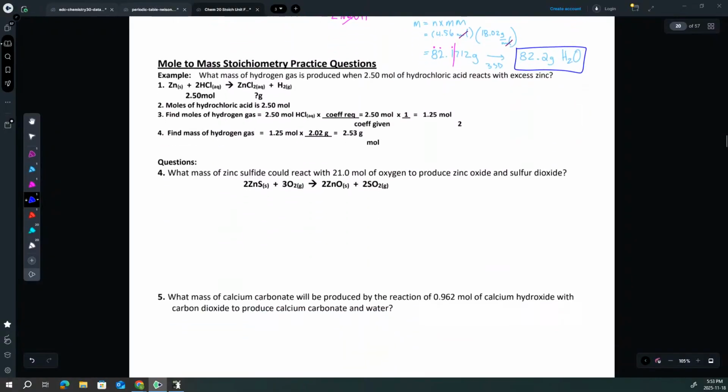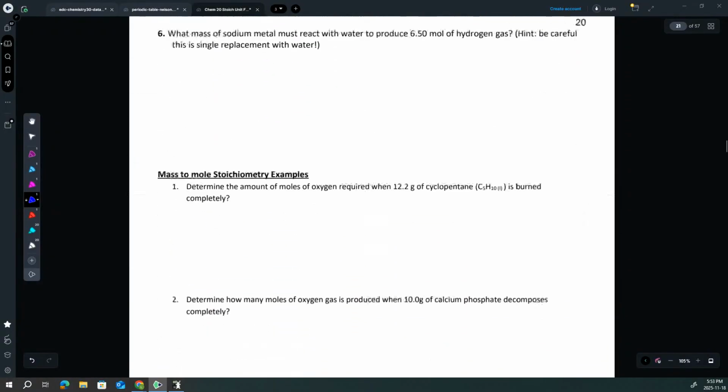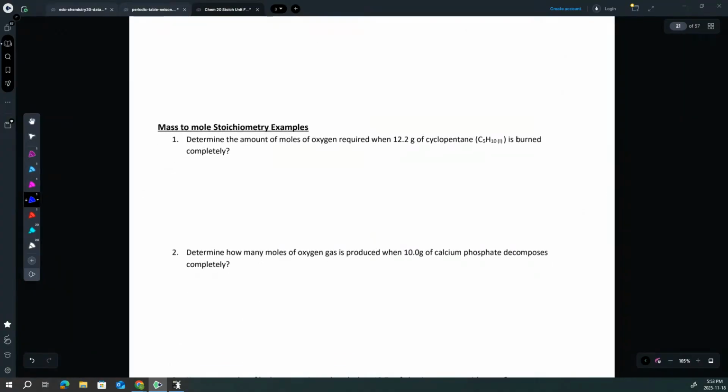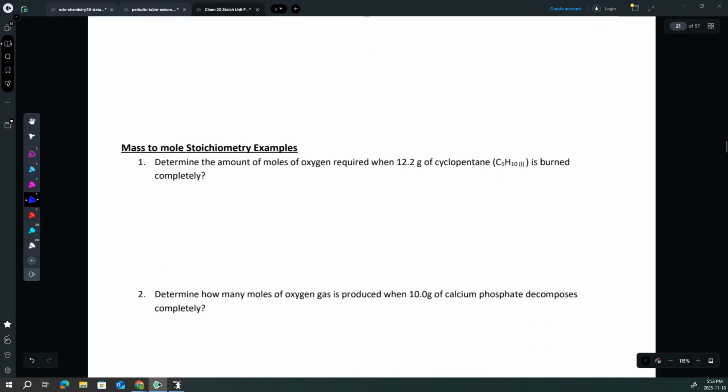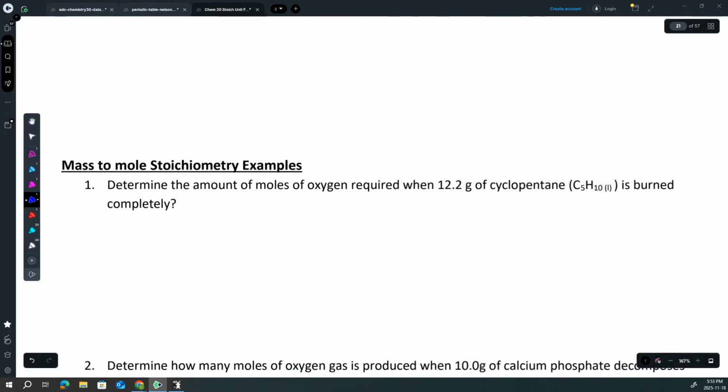There's some practice questions here which you can do later, but let's move on to mass to mole stoichiometry examples. So before we did mole to mass, now we're doing mass to mole. All right. So example number 1, determine the amount of moles of oxygen required when 12.2 grams of cyclopentane, which they give us the chemical formula for, is burned completely.